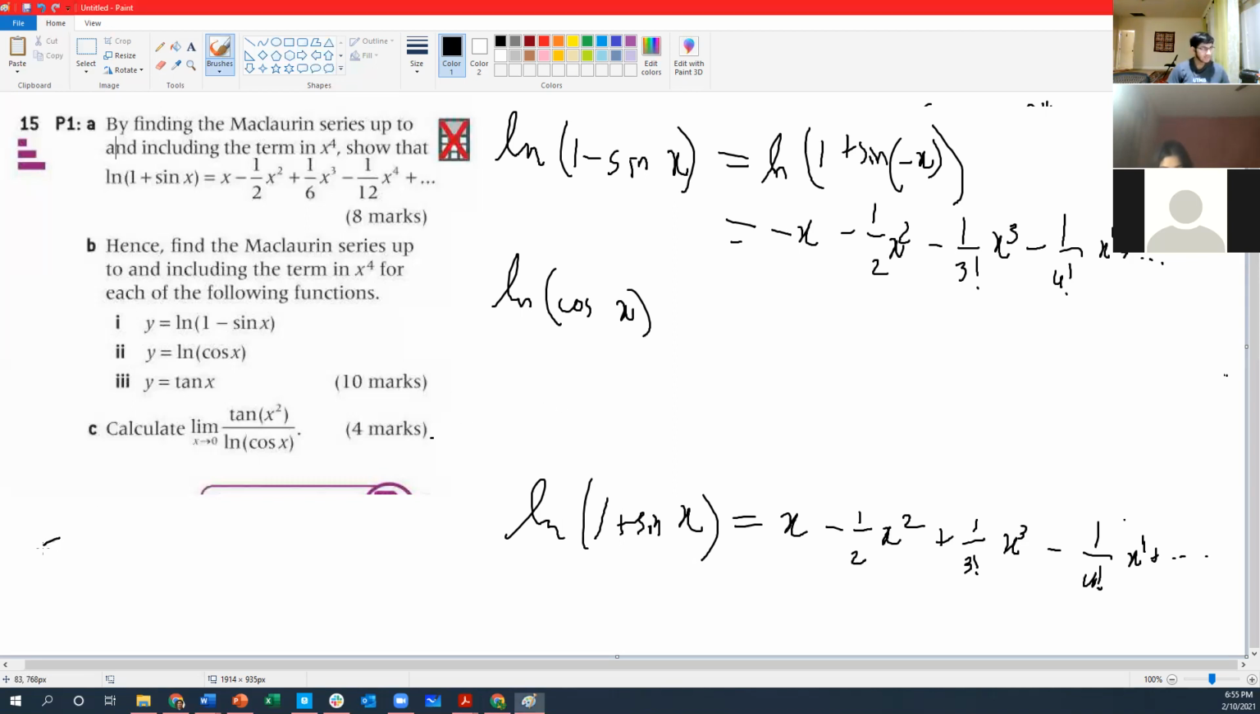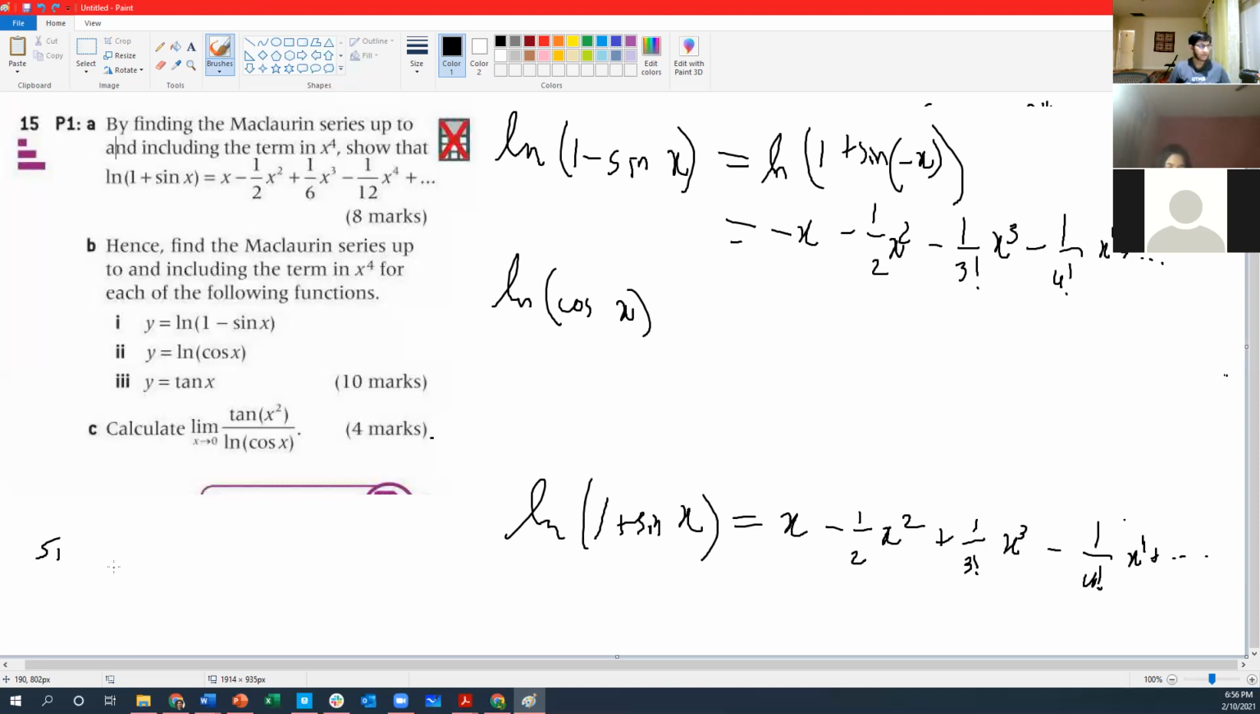We know that sine of 2x equals 2 sine x cos x. Does that help in any way? If we isolate it, we'll get 2 sine x here. I don't think that helps, does it? That doesn't help.